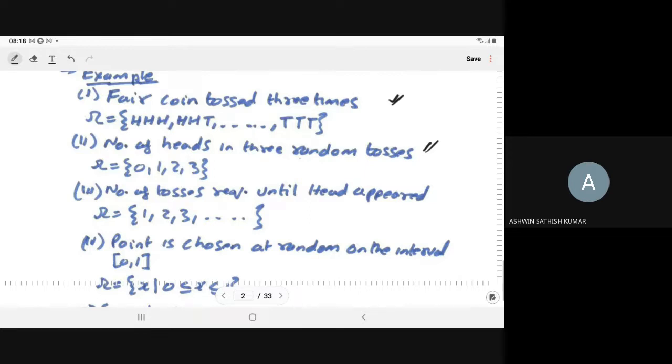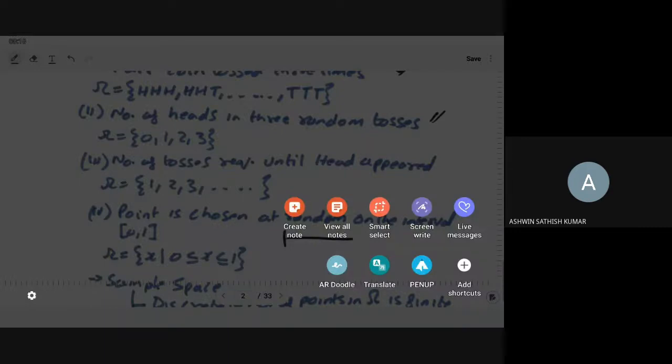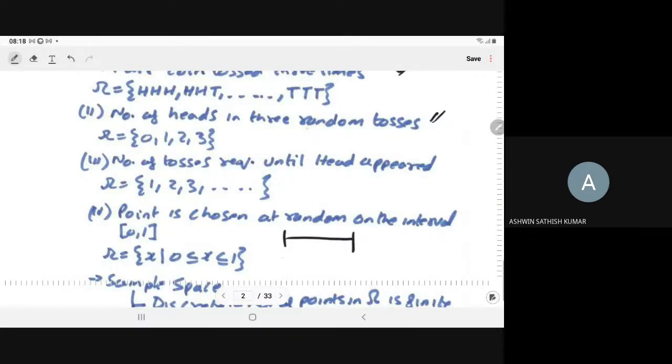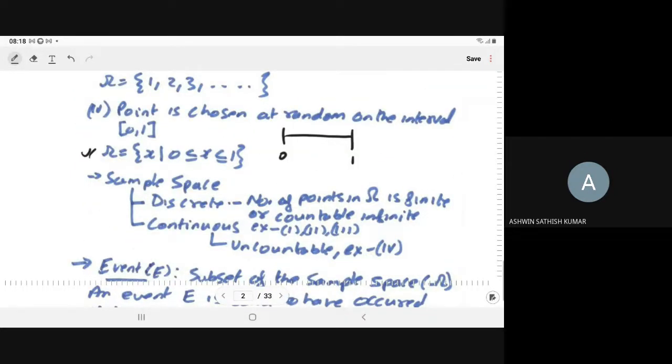Then, a point is chosen at random on the interval 0 to 1. Let us have a line, here we have 0 and here we have 1. Here we have infinitely many points. In this case, the sample space will be any x between 0 and 1. That is the way to represent the sample space. From here, we can categorize the sample space into discrete sample space and continuous sample space.